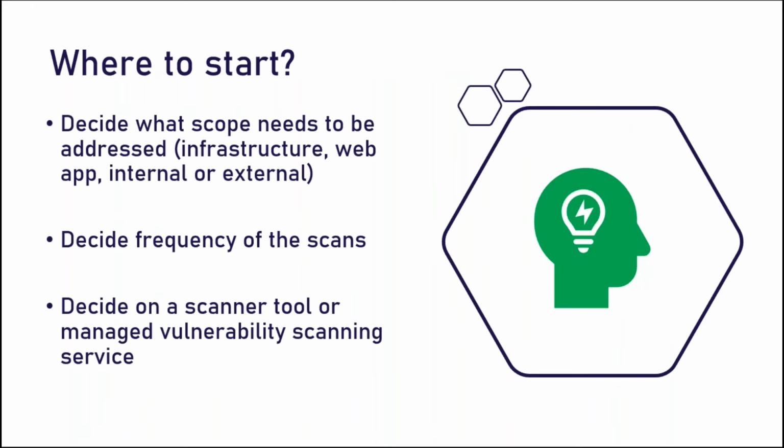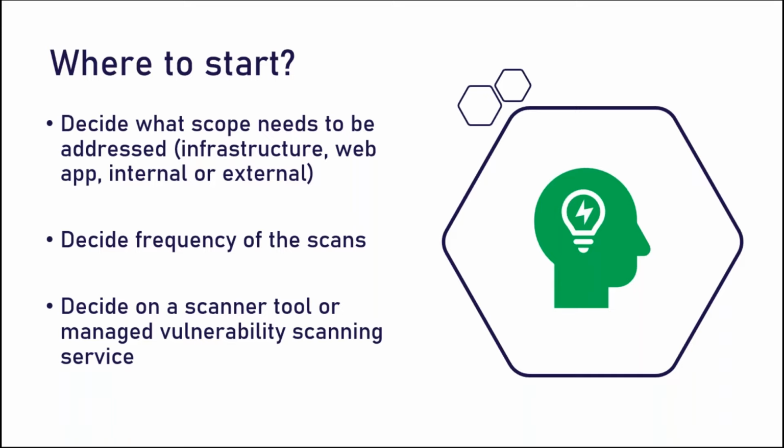So you're probably wondering where to start. Decide what scope needs to be addressed. Whether it's your infrastructure, your web applications, internal or external, that's where you make the decision of what needs to be scanned. And then you would decide on the frequency of scans as well. If you release a web application each month, you might want to scan on a monthly basis when the release is done, or even before the release in your DevOps. It's also a good frequency.